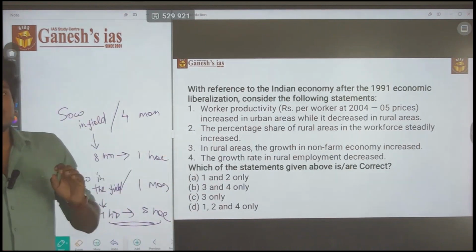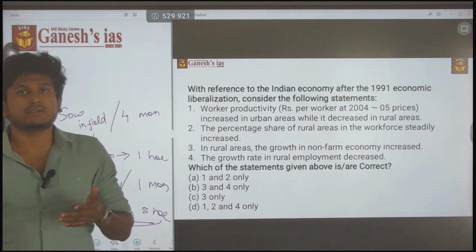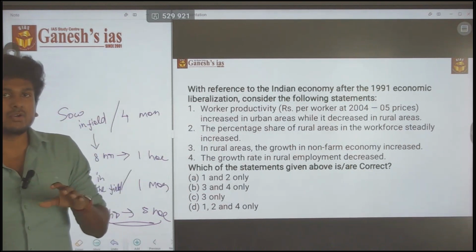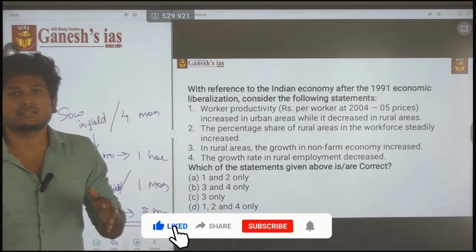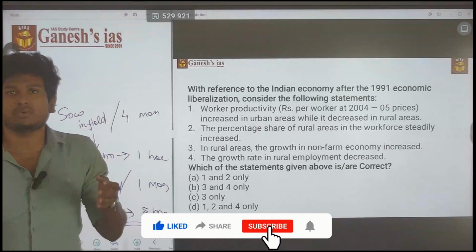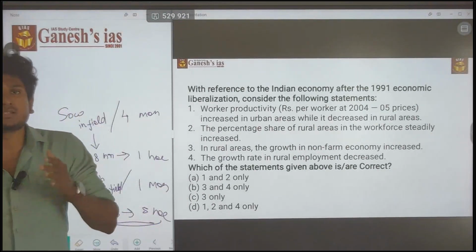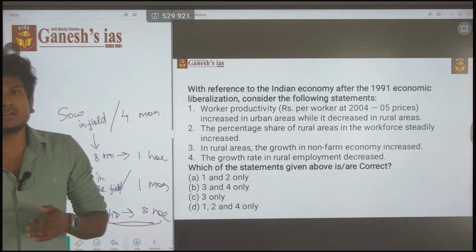In such a way you have to try to eliminate statements and go for the answer. Don't always run around the question to find the correct answer. Always try to find the wrong statement and eliminate it, and then you can easily go for the answer. That is how you have to do it.